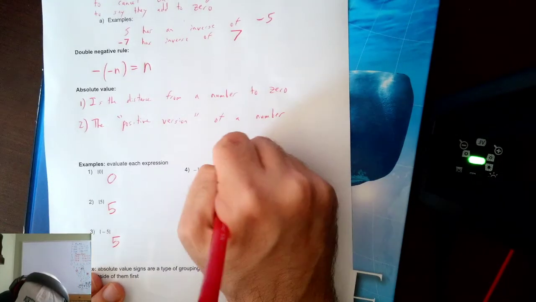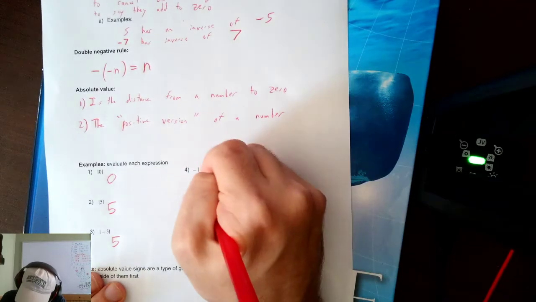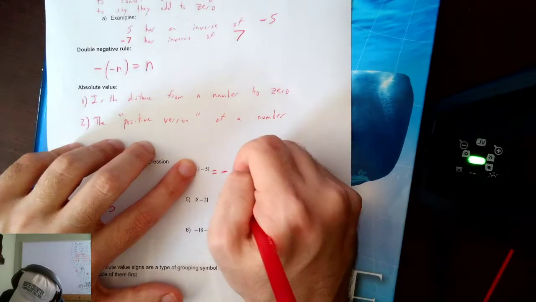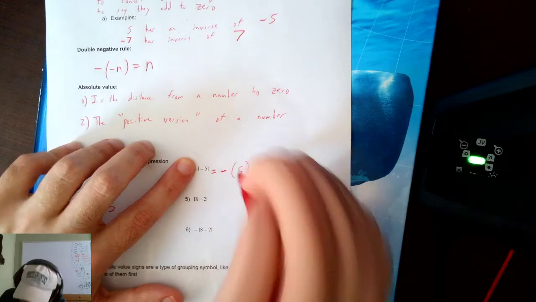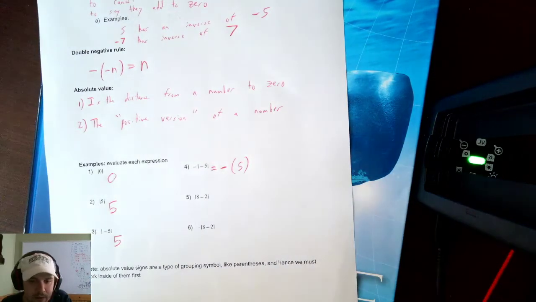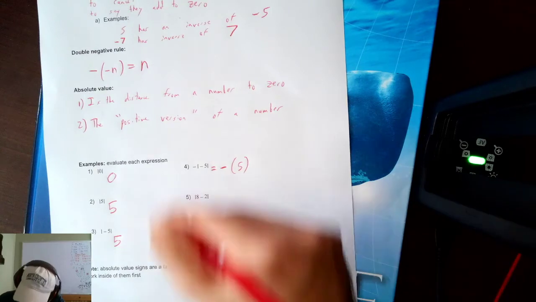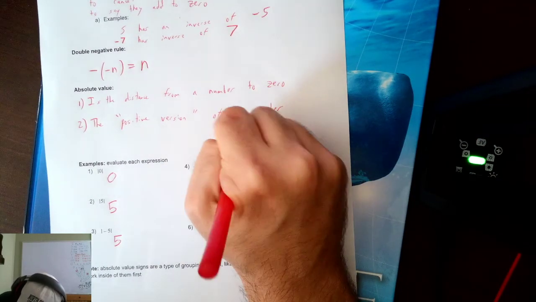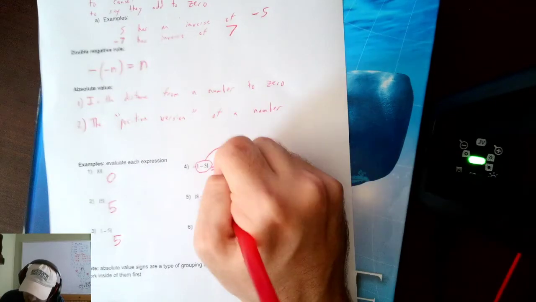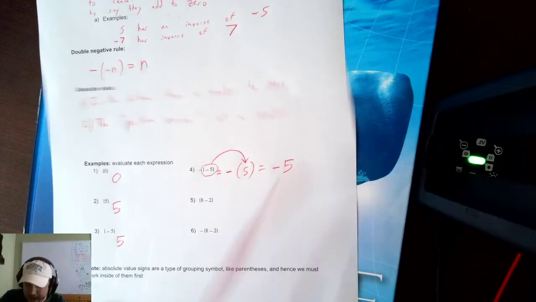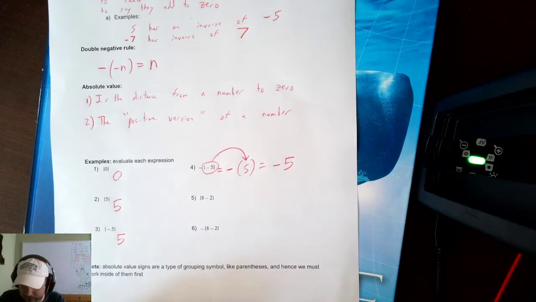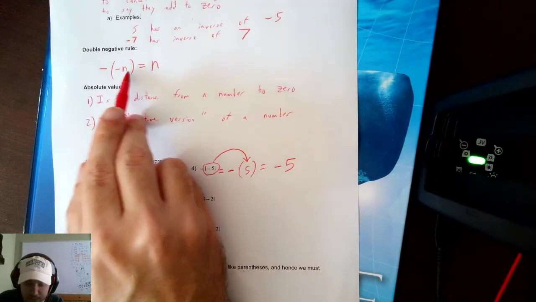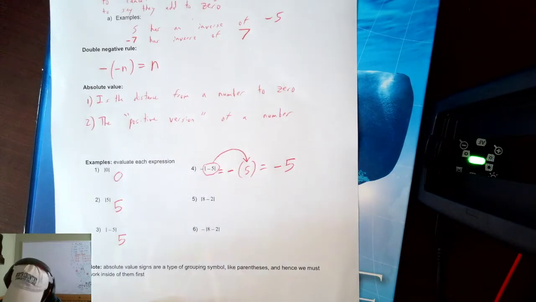How about here? Well, first, I'm going to keep the negative sign out front and figure out what's going on right here. Absolute value of negative 5. Well, I'm going to put parentheses as a placeholder. That first part here gave me 5. And then I want to negate it, so my answer is negative 5. Notice it's not a double negative rule because double negatives use parentheses, not absolute value.